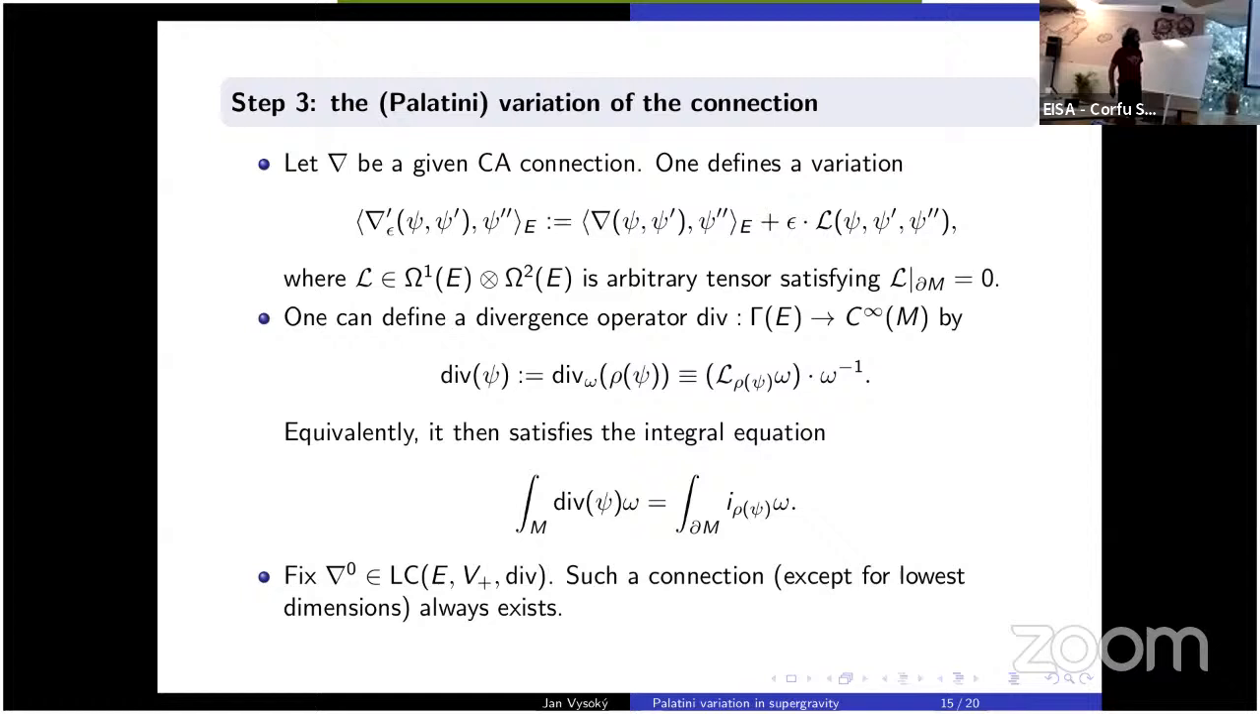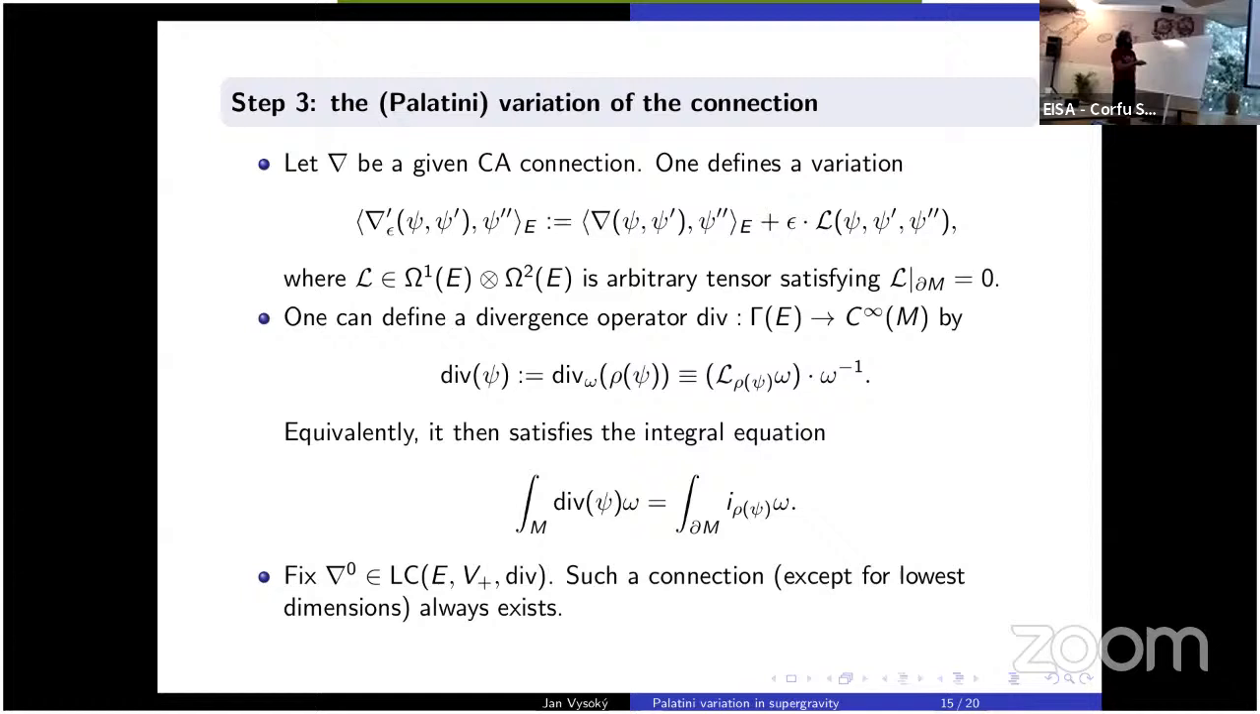Yes, this is the same divergence operator I have told you before. So this divergence operator is the same one using the volume form. Equivalently, it satisfies this kind of nice integral equation. So if you integrate the divergence of something times omega, it gives you a boundary term. And we fix a connection from this class, a connection compatible with V plus and with this particular divergence.